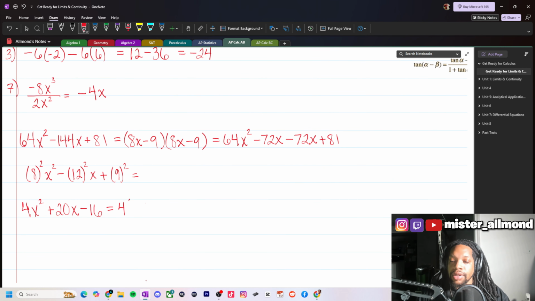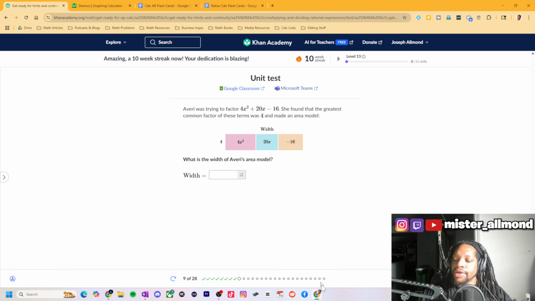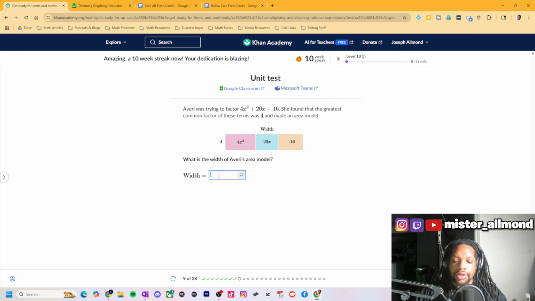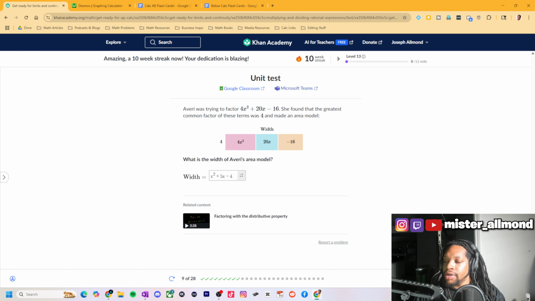So they just want us to get the inside part. So that should be easy. X squared plus 5x minus 4. Do they want us to factor some more? Is that even possible? No, it's not even possible. All right, so what do we get? X squared plus 5x minus 4. Double check. X squared plus 5x minus 4. Okay, bet.